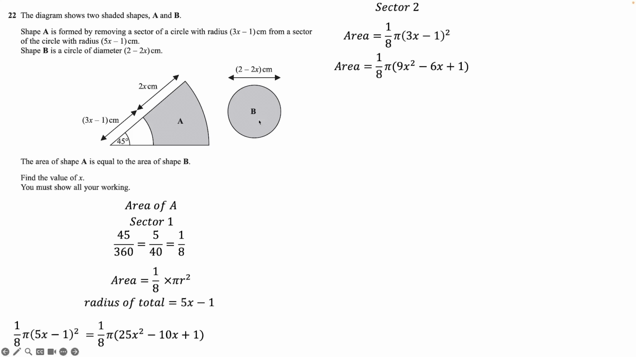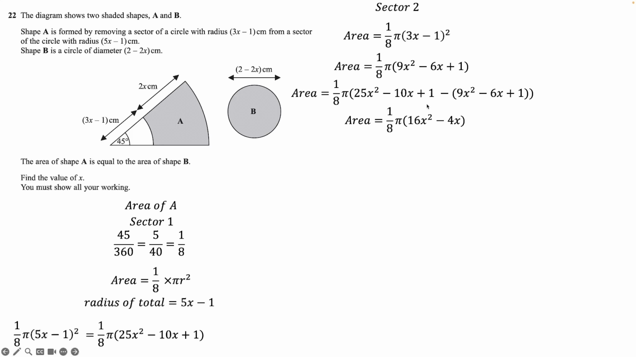This is the area of the total big sector. To find the area of A, I just do this minus this. So I get this. They both have an 1/8 pi, so I can take that to the front and I can just focus on subtracting these quadratics. So the 25 and the 9, they'll subtract to give me 16x squared. The minus 10x minus 6x will give me minus 4x.